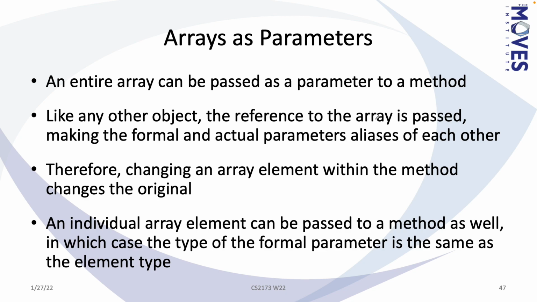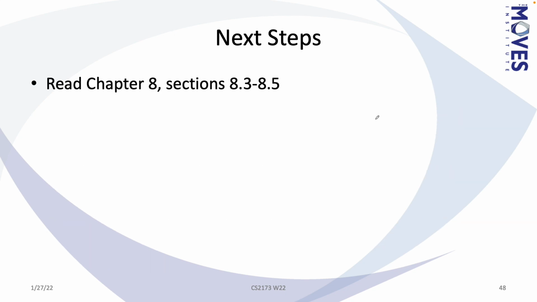Okay, but if you remember that what gets passed is a copy of the value, and the value of a primitive is its value, and the value of an object is its reference, so that reference is pointing to the same object. Does that kind of make sense? So that was all from last week.